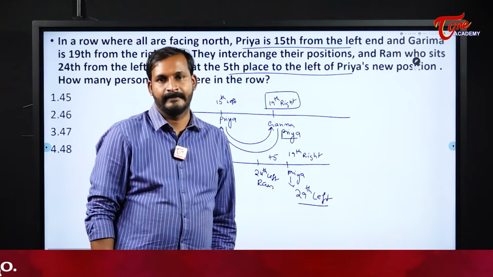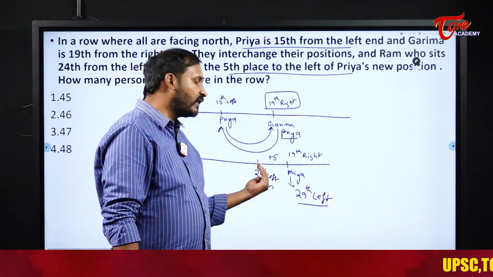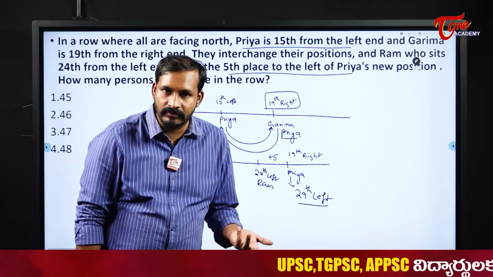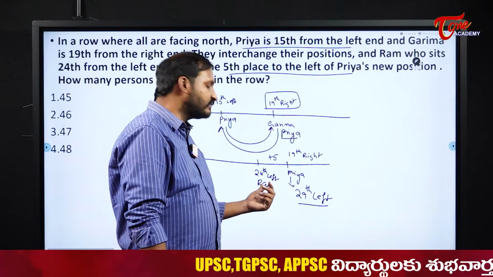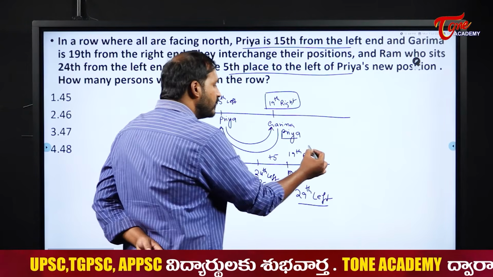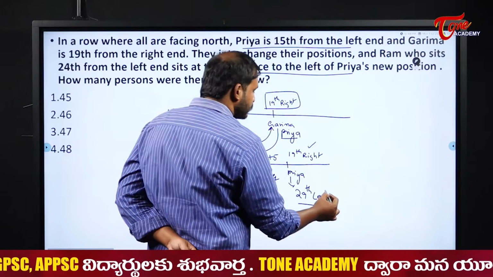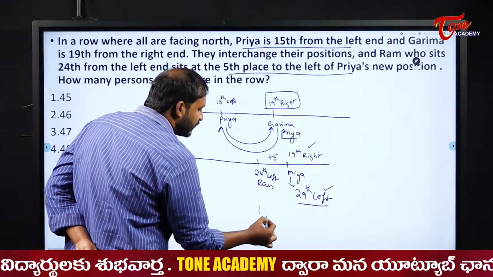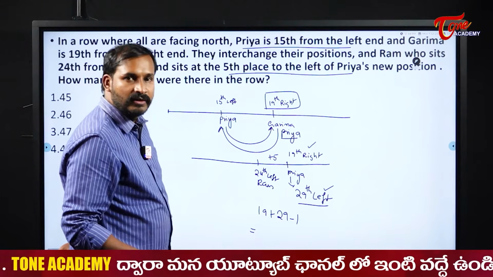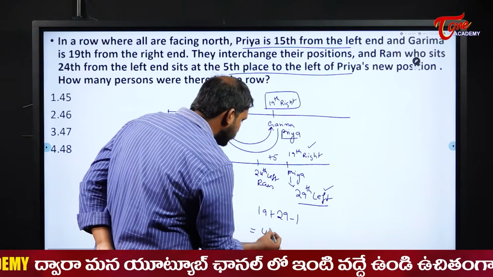See, if Ram sits 5 positions to the left of Priya, it means Priya will sit 5 positions to the right of Ram. Yes, correct. So if this is 24th from left, this will become what? 29th from left. The same position I know from left rank and right rank. So what I will do? 19 plus 29 minus 1. So what does it become, students? 48 minus 1, it becomes 47.